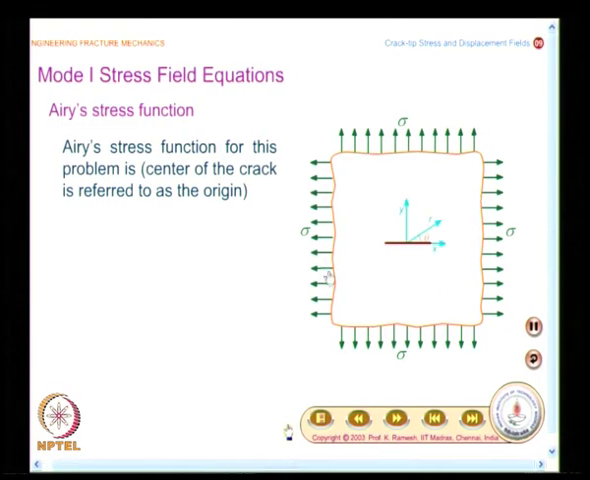Make a neat sketch of this. What I have here is a central crack in an infinite plate subjected to what? There is a deviation. I have very clearly shown the infinite plate with a central crack subjected to biaxial loading. It is very, very important.